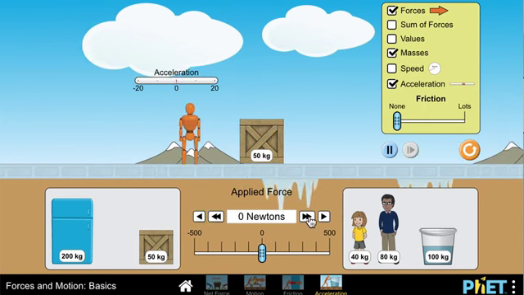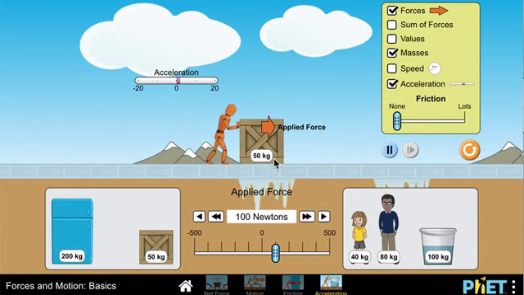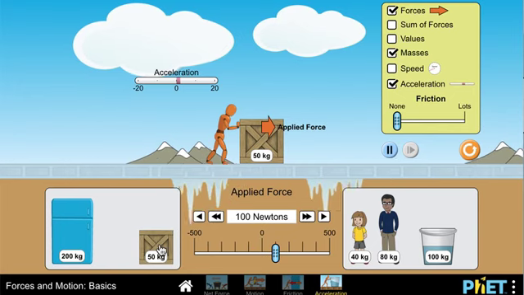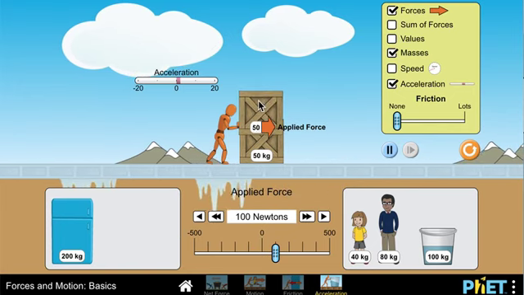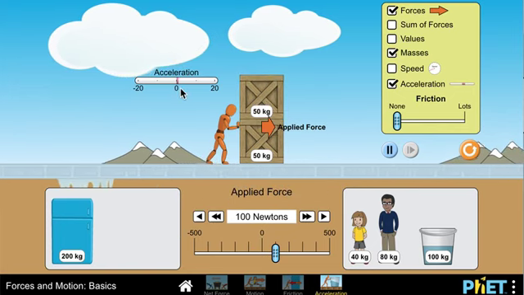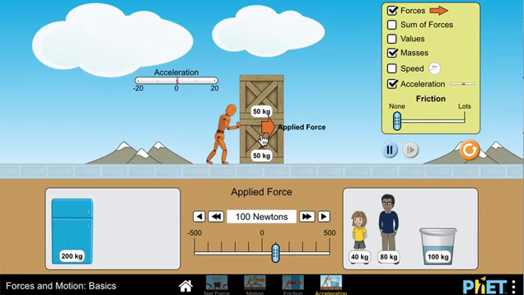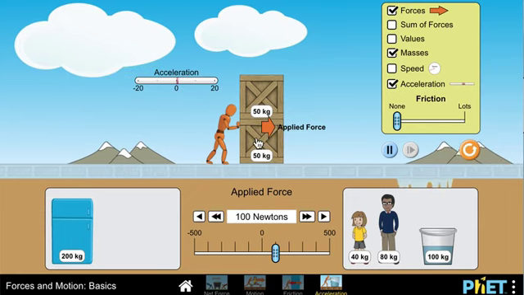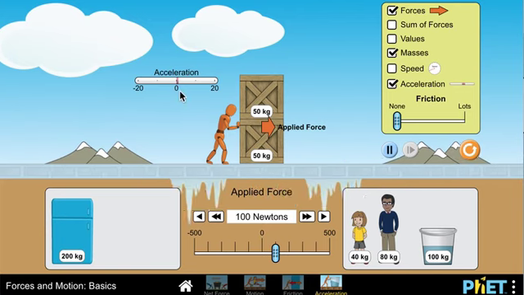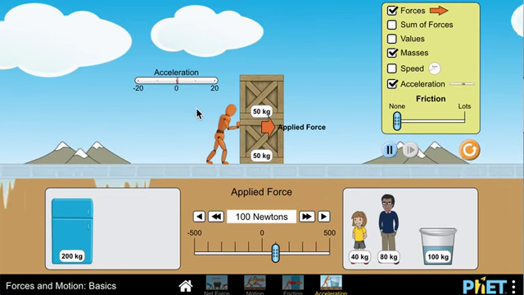Okay, so this time, let's make the force 100 newtons, and then we're going to see what happens when I increase the mass. So force 100 newtons, and I get that much acceleration. If I increase the mass, can you see that the acceleration decreases? So when you've got a constant force, when you increase the mass, the acceleration decreases.